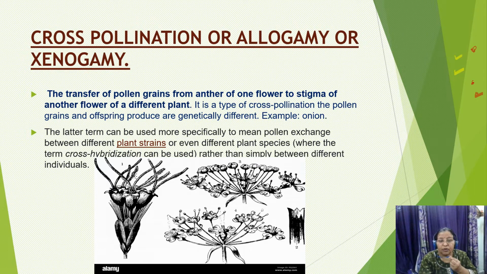So transfer of pollen from the anther of one flower to the stigma of another flower of a different plant is called cross-pollination. Okay, so cross-pollination is also nowadays hybridization, cross hybridization.